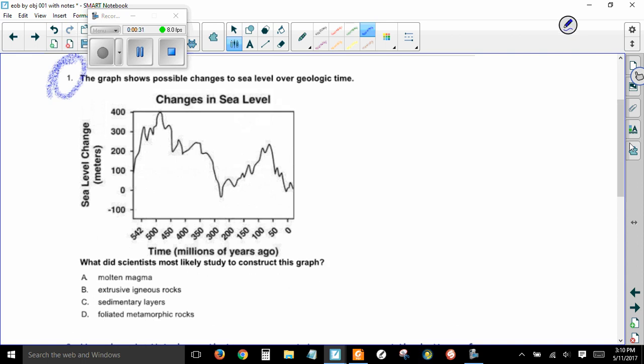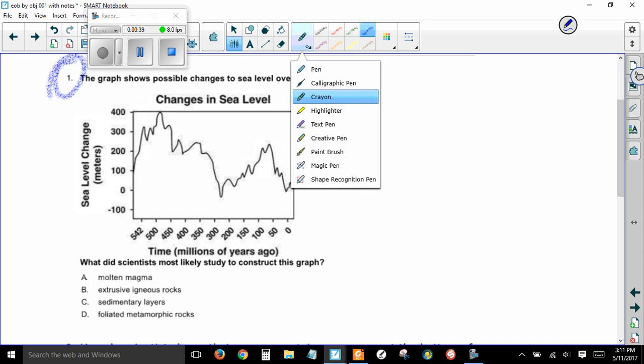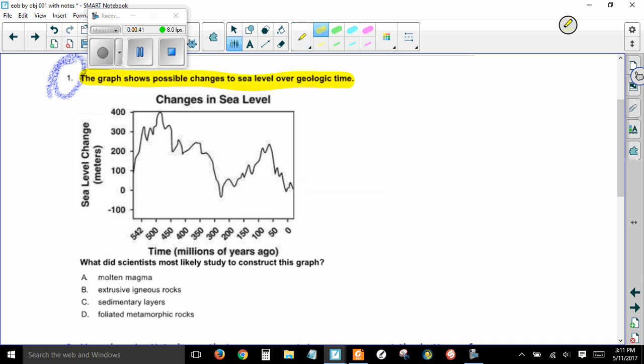Okay. The graph shows possible changes to sea level over geologic time. Now, always read this portion up here. Anytime there's a graph or a diagram in a question, they always give you information about the graph. Next, you should always read the title and the labels so that you know what the graph is graphing.